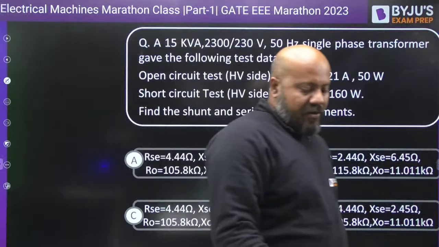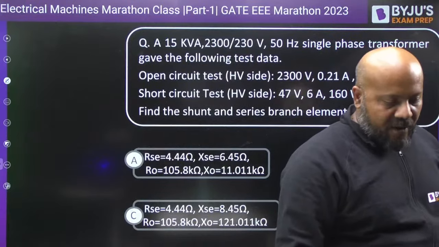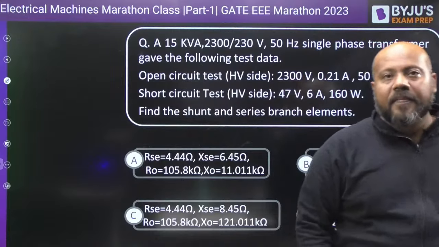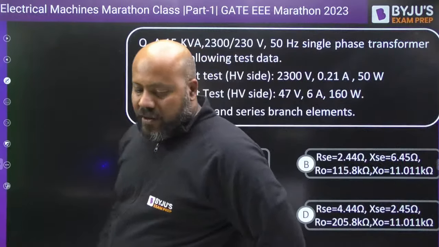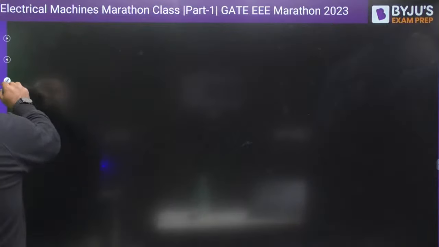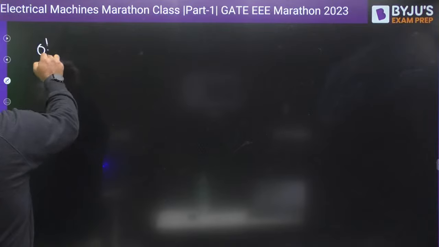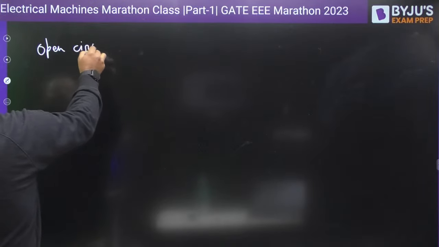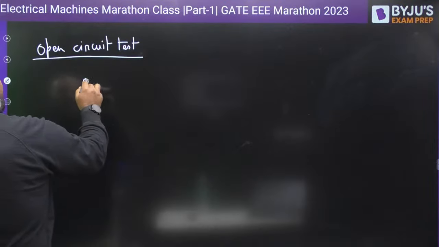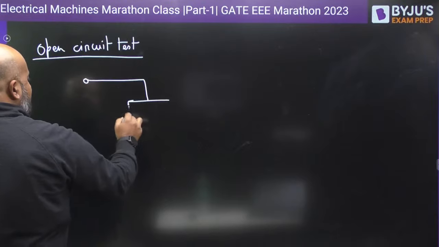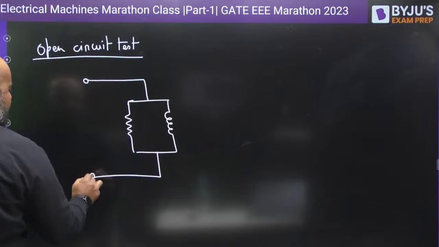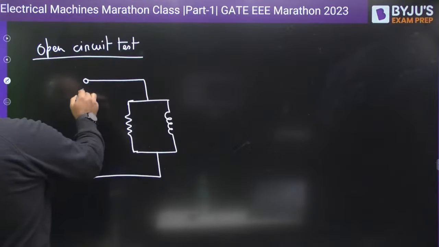Just see this question. This question belongs to the open circuit and the short circuit test. Now, open circuit test and short circuit test is one of the most crucial areas from where questions can be asked. So you understand, when it is open circuit test, your circuit becomes like this. Forget about other components because it is only going to represent the core losses.